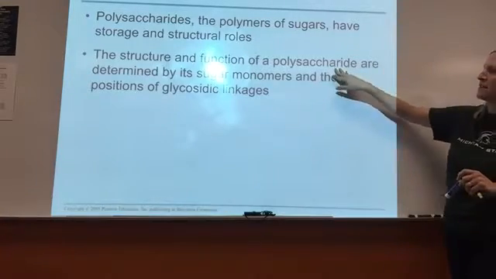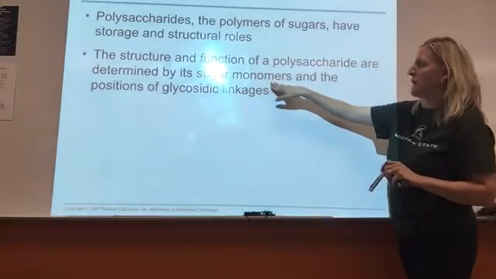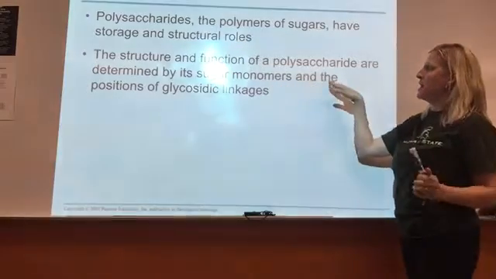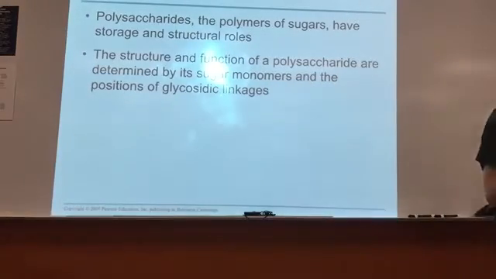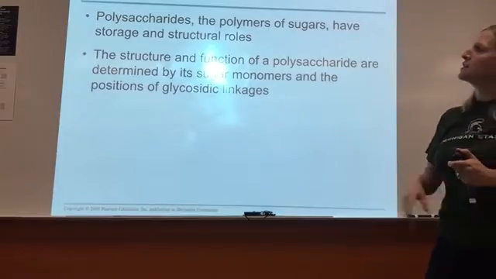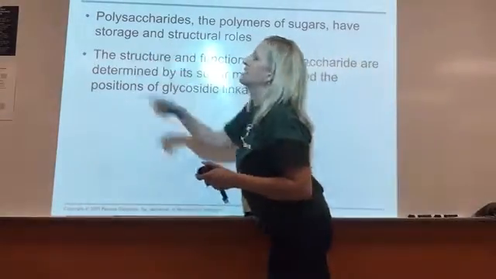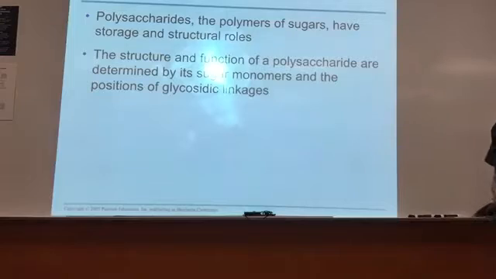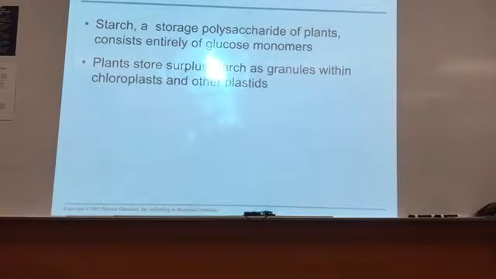The structure and function of a polysaccharide are determined by its sugar monomers. What kind of sugar is it made up of? And the positions of the glycosidic linkages. So how those bonds between the monomers work. We're going to look at the storage polysaccharides first. So storage polysaccharides. Starch is an example.